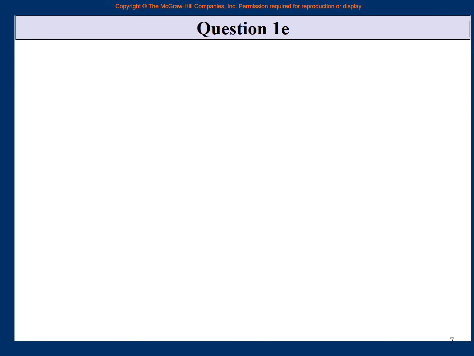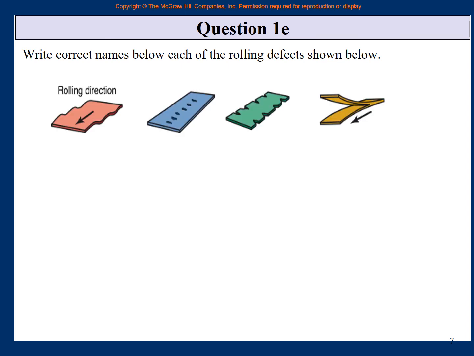The next question, 1E. Write correct names below each of the rolling defects shown below, and we are showing these 4 defects. So this is just that, right? I mentioned to you that knowing the defects in every process is very critical, because if you don't know what type of defects will be formed and what are the reasons, then you cannot run the operation well, right? Whenever you want to remove the defects and want to improve the productivity and efficiency and reduce the amount of excess work in correcting the defects and so on, then you should know it.